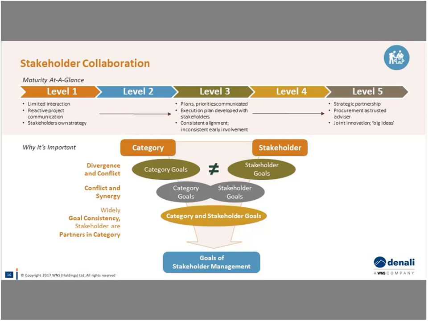And you can see then all the way up at level 5, gosh, we have a strategic partnership. Procurement is a trusted advisor. We're part of every major strategic conversation. We have joint innovation. We throw big ideas on the table. We could really be the poster child of synergy between procurement and the business. So that's really what the maturity range looks like, again, at a glance for stakeholder collaboration.